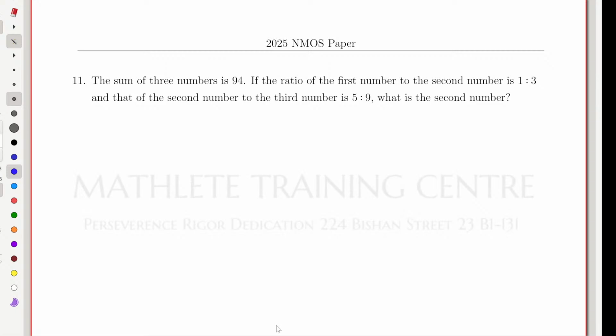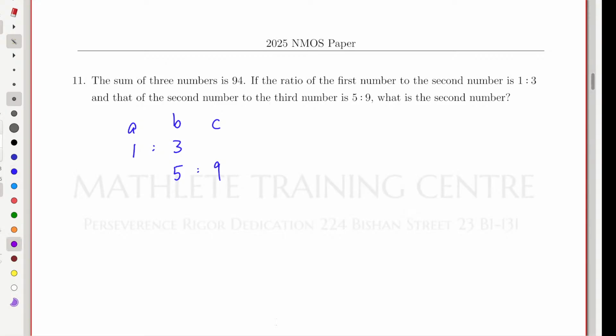Question 11 says that the sum of 3 numbers is 94. If the ratio of the first number to the second number is 1 to 3, and the second number to the third number is 5 to 9, what is the second number? So let's write it down. 1 to 3, 5 to 9.